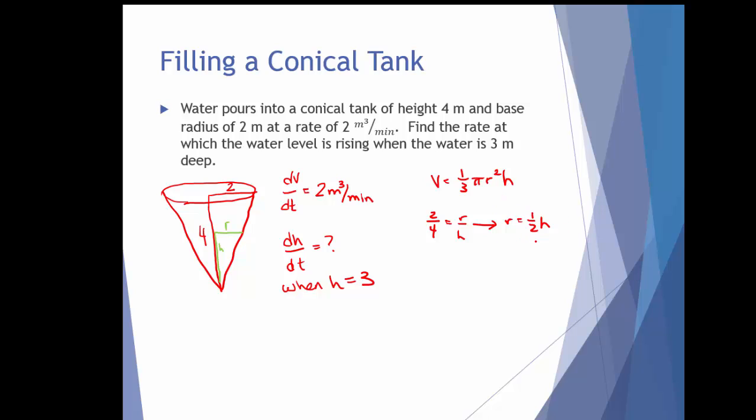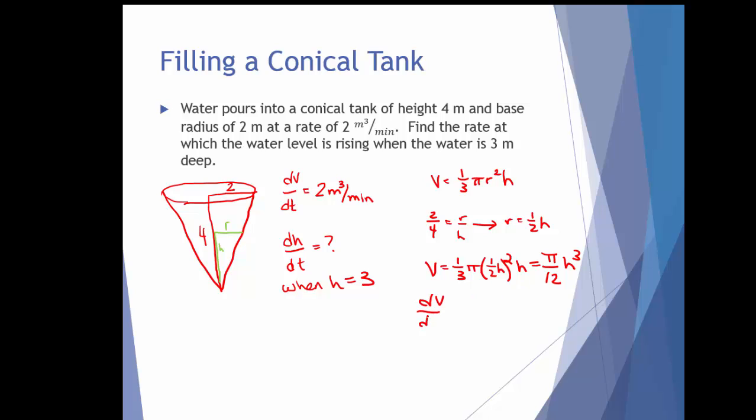Well, notice now I have a replacement for r to put into my volume equation. If I replace it in, I get 1/3 times pi, and instead of r squared, I'll write (1/2 h) quantity squared times h. Notice now I have volume as a function of the height. There is no radius in here, which means when I take its derivative, it's going to have no dr/dt. So that was the goal. All right, so I'm going to clean this up just a little bit first. This 1/2 squared is 1/4. 1/4 times 1/3 is 1/12 times the pi. So we got pi over 12. And then here we have h squared times h for h cubed.